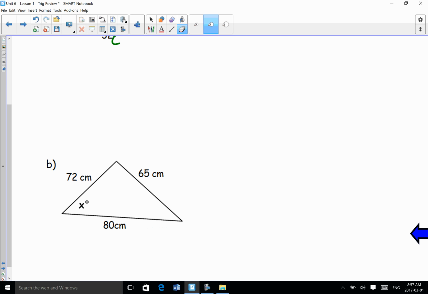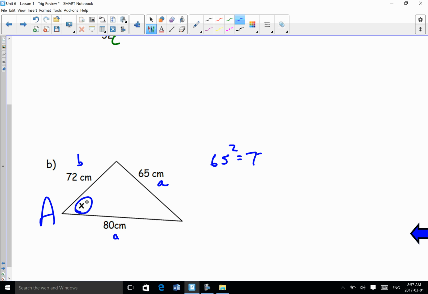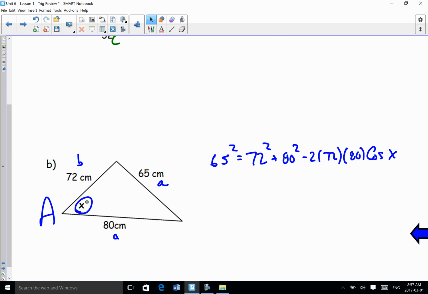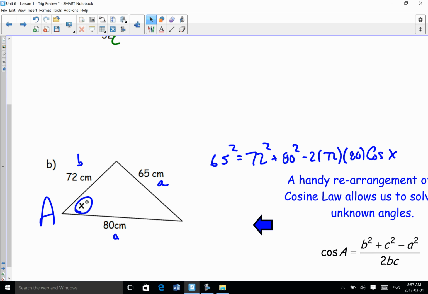The other one is a missing angle. Now, it's totally fine. Okay, let's label our sides actually before we start. We're trying to find x here, so that's going to be our big A and little a, B and C. It would be totally fine to do 65 squared equals 72 squared plus 80 squared minus 2 times 72 times 80 times the cos of our angle, and have to rearrange and solve for x. But we talked last year about there being a handy rearrangement.